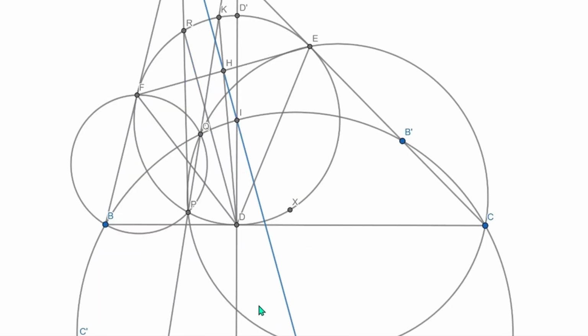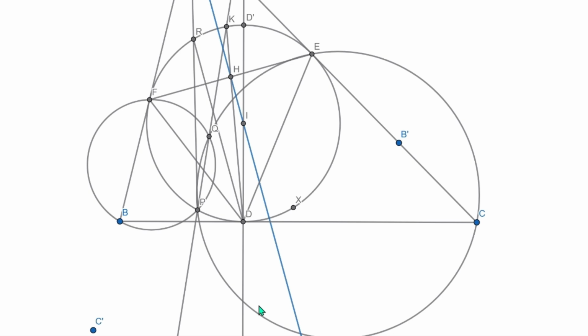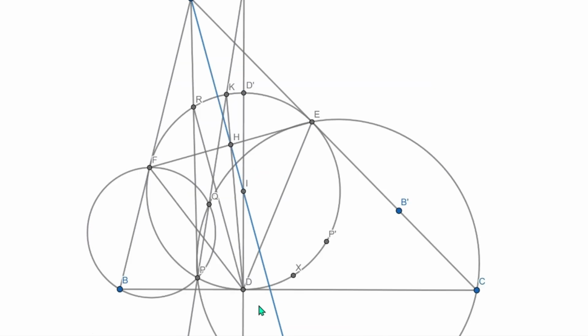But for now, let's go ahead and see what happens to the point P. This point P here gets sent to this point P prime. And remember that R gets sent to D prime. So this means that P prime is an intersection of AD prime with this circle.